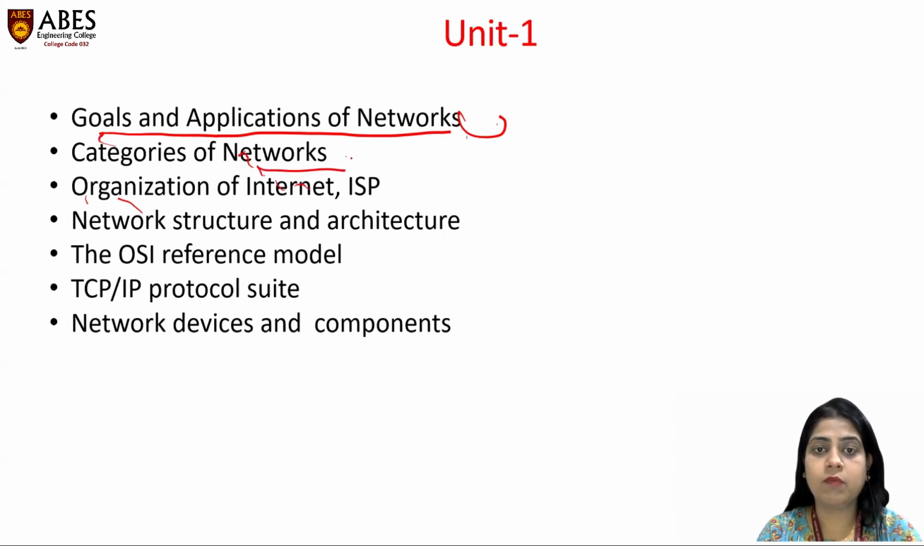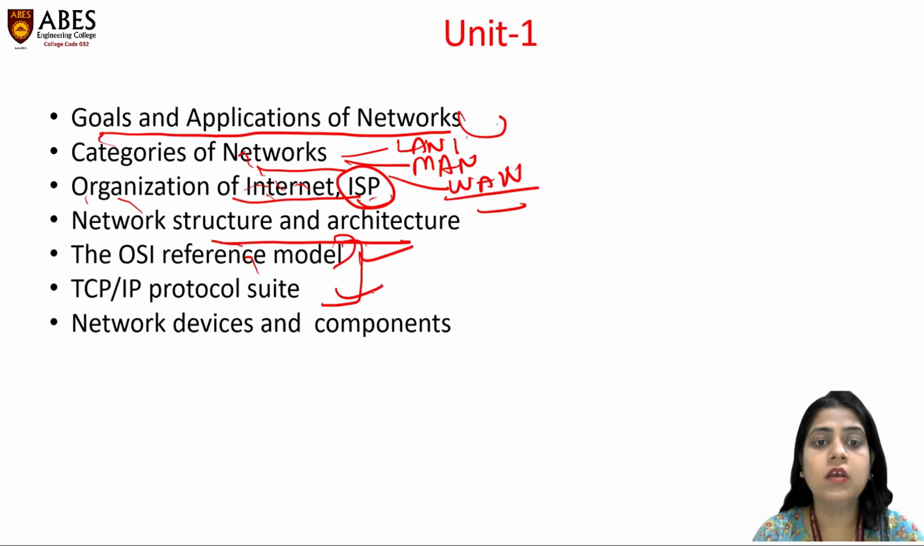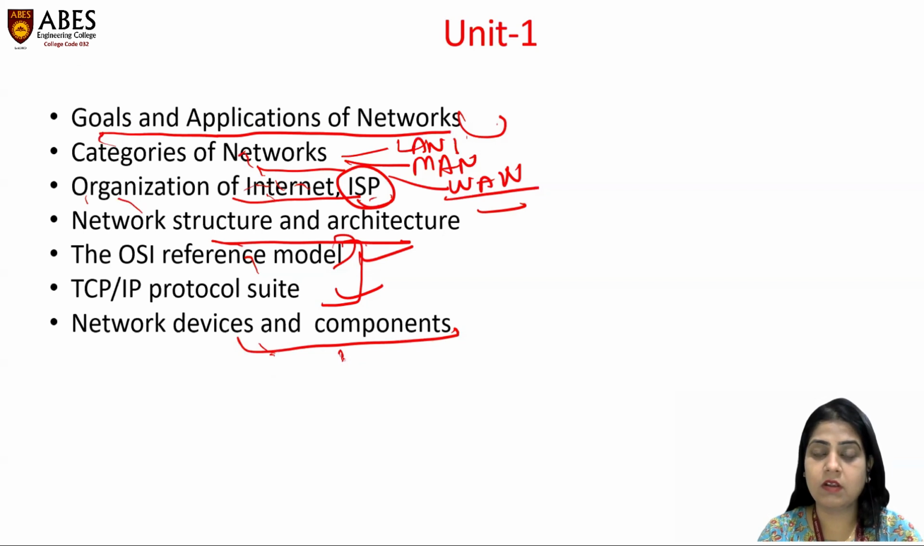And what are the categories of computer networks, like LAN, local area network, metropolitan area network, wide area network? These are the categories of computer networks. And about the brief history of the internet and who the ISPs, internet service providers, are. About the network structure and architecture, in which we will study two models, the most popular models, the OSI model and the TCP/IP model, and then about network devices and components like switches, routers, repeaters, hub. So we will study different networking devices.